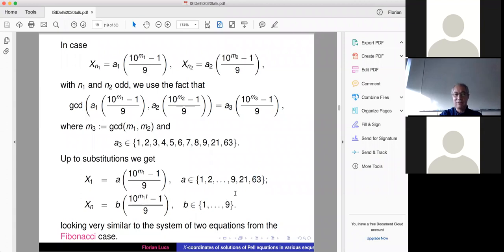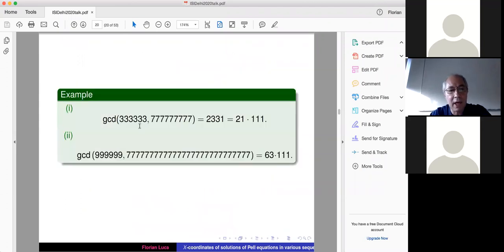So here are some numerical examples. Take the GCD of these 6 3s with these 7 7s. You compute it, it's 2331. It ends up being 21 times 111. Take the GCD of these 6 9s with these 18 7s. It's 63 times 111. So this can happen, and this is the only thing that happens.